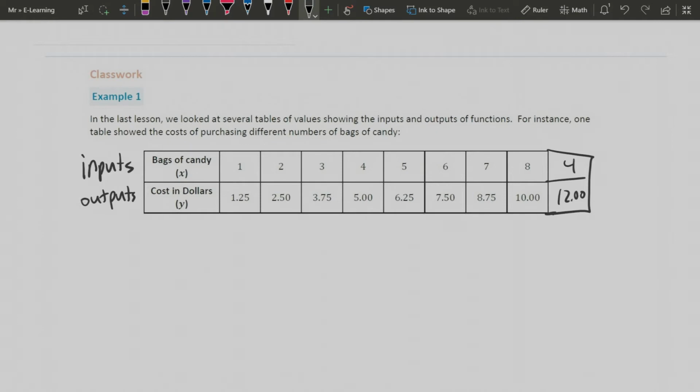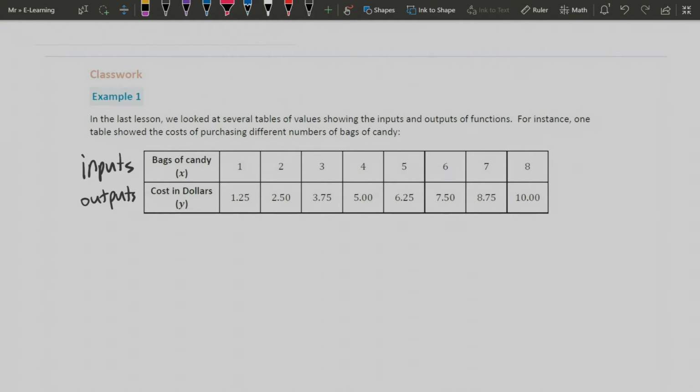Well, the output for 4 can't be both 5 and 12. You've got to get the same answer every time you put 4 into this function machine. So if this were the actual data set, this would not be a function because you've got an input up here, the input 4, that has 2 different outputs, and that can't happen in function land.